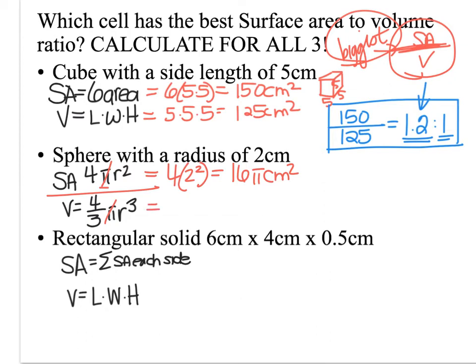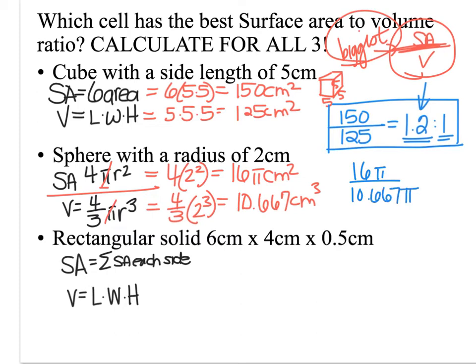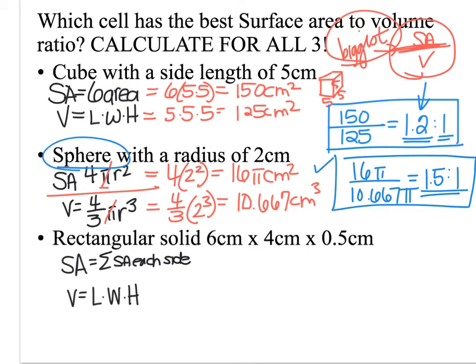And our volume, when we calculate it, is going to be 4/3 pi times 2 to the third, and I rounded that to 10.667 pi cubic centimeters. And now we're going to do our ratio. So we do 16 pi over 10.667 pi, and our ratio comes out to be about 1.5 to 1. So far, that means that our second cell, our sphere, is more efficient than our first cell because it has 1.5 units of surface area for every unit of volume.